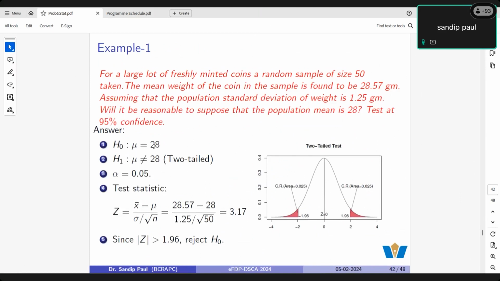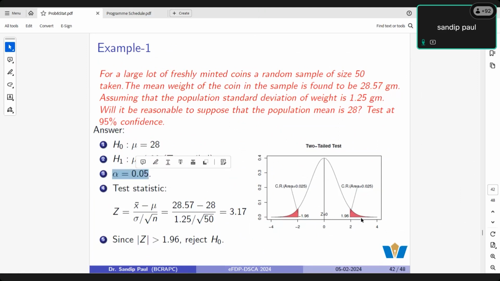Here we have taken the claim given as mu equal to 28, mean is 28, but then in that case the alternative, in contrast to the claim, is mu not equal to 28, and we have taken the confidence level as 95%. 95% confidence level means we are allowing 5% error, and that much error can be written like this.